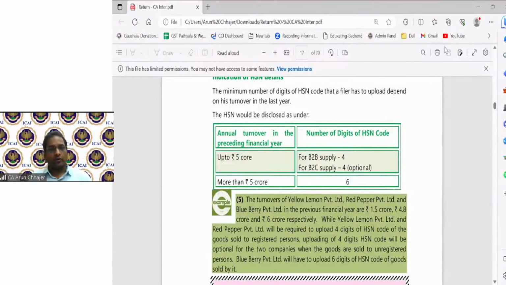Now regarding HSN code. What is the HSN? HSN, harmonized system of nomenclature. So when we are making the invoice, we are required to report the HSN code. When we are making the invoice, we are required to report the HSN code, right?